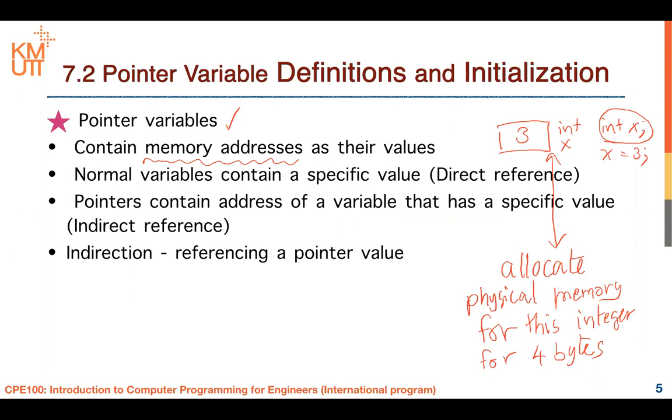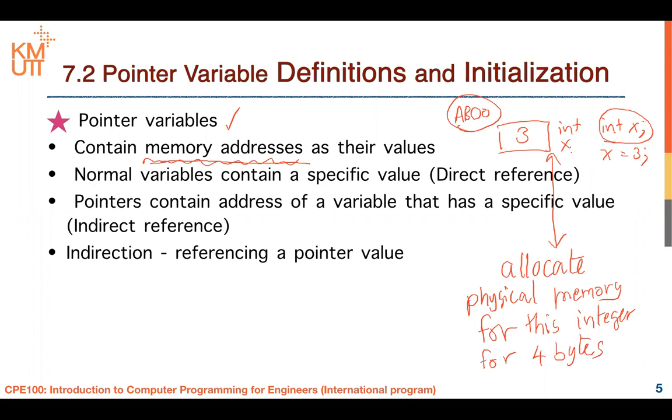Okay, so the system will have to find the allocated memory by the free memory, actually. For example, this AB00 is a free memory. And this is the memory address of this variable, integer x. Normal variables contain a specific value, direct reference. Okay, a normal variable like integer x contains a specific value. In this case, it's 3.